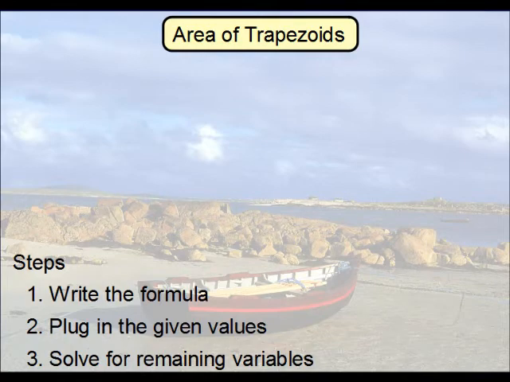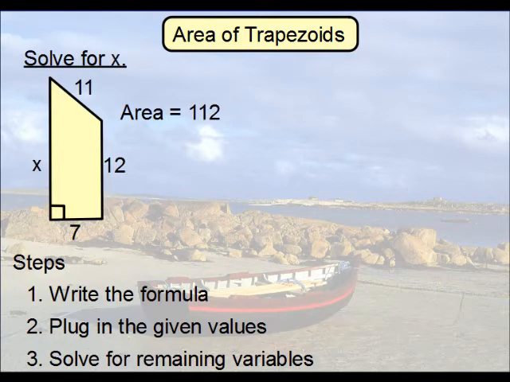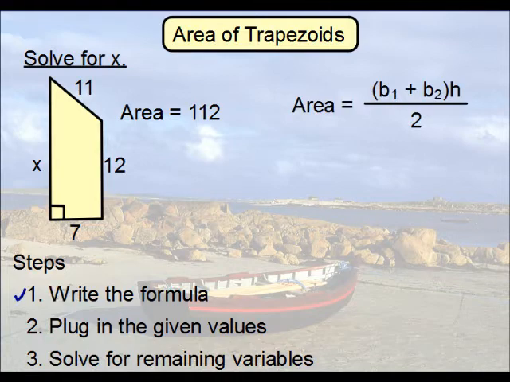Okay, now let's do another. Let's say in this particular case we are given the area already, and then you want to solve for an unknown side. Again, as stated before, first thing you want to do is write down your formula, then plug in the given values. You already know what the area is. The area is given as 112, so that's going to go right here.